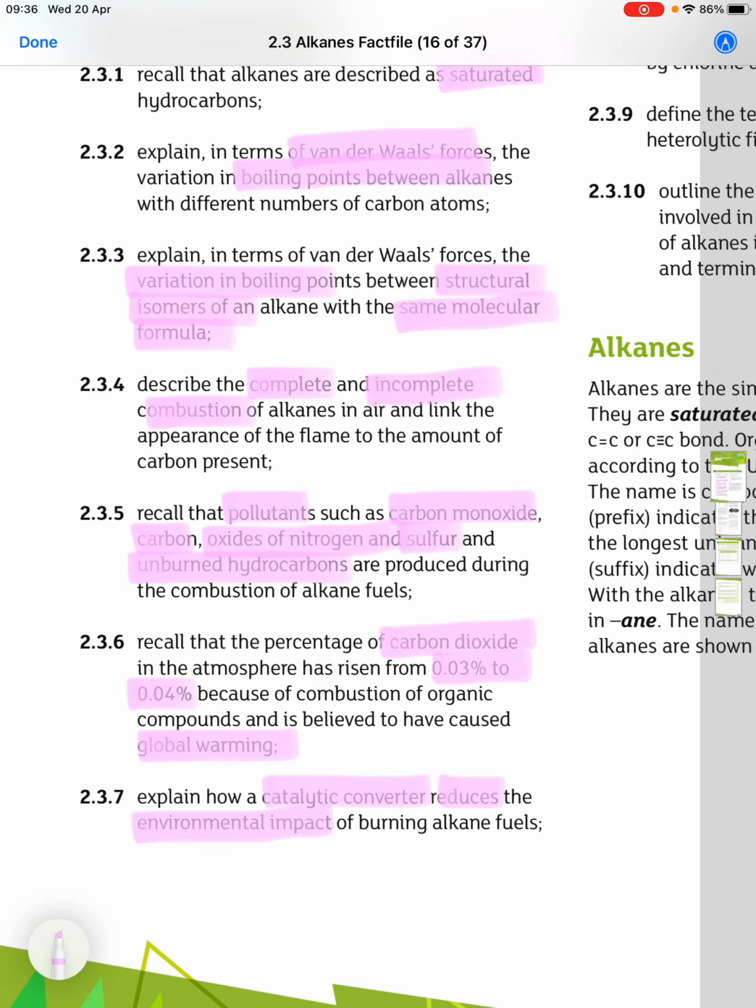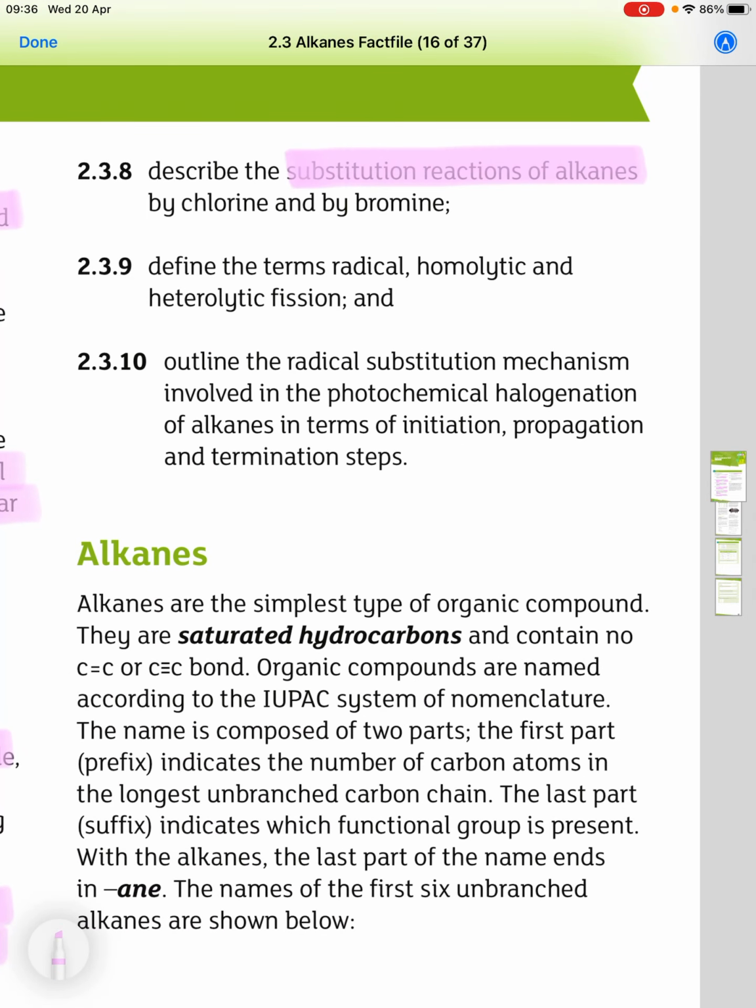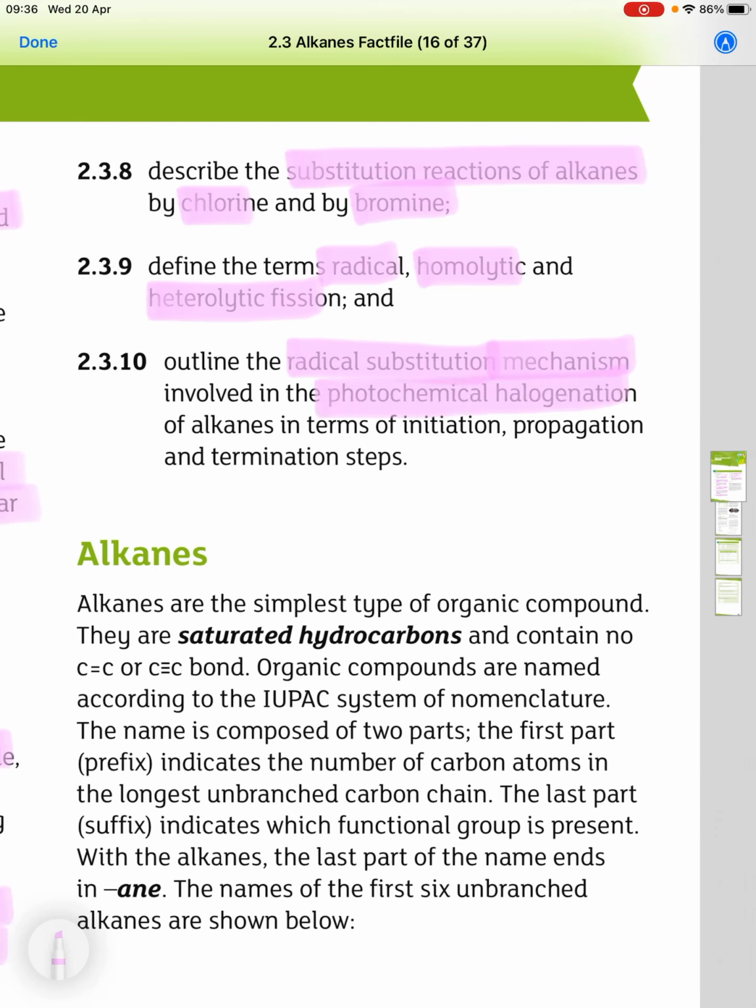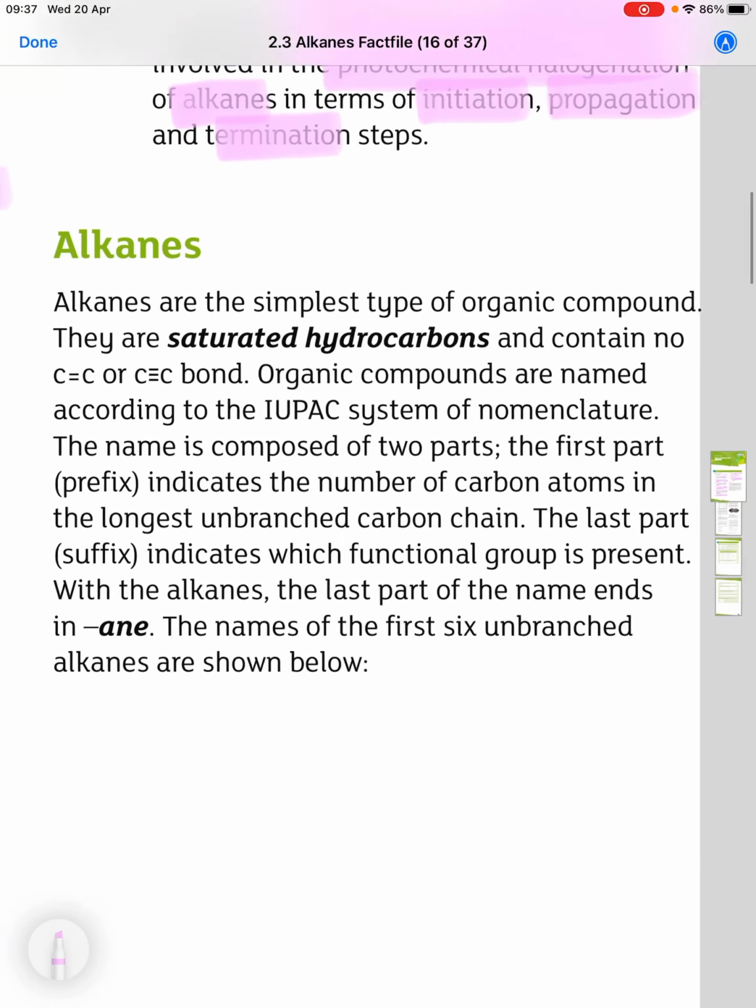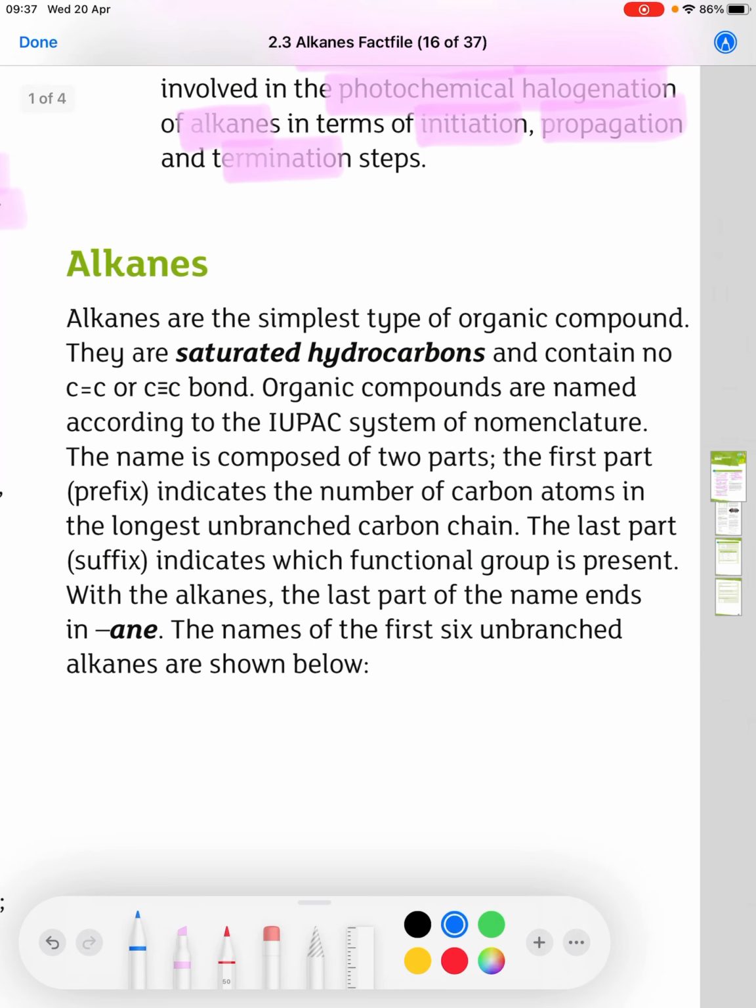Explain how a catalytic converter reduces the environmental impact of burning alkane fuels. Describe the substitution reactions of alkanes by chlorine and by bromine. Then define the terms radical, homolytic and heterolytic fission, and finally outline the radical substitution mechanism involved in the photochemical halogenation of alkanes in terms of initiation, propagation and termination steps.